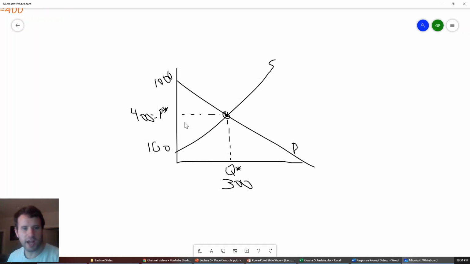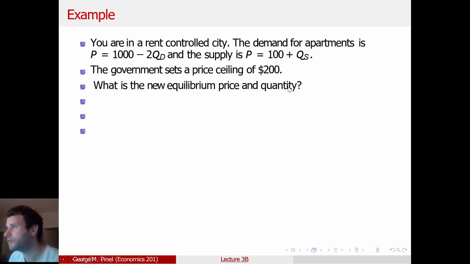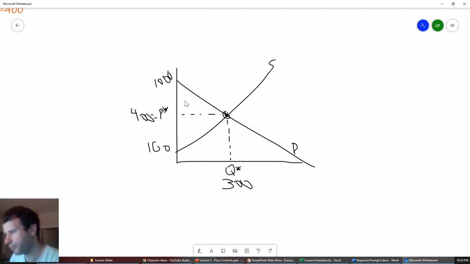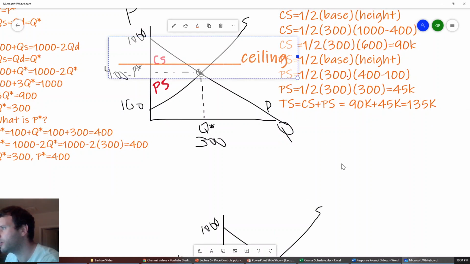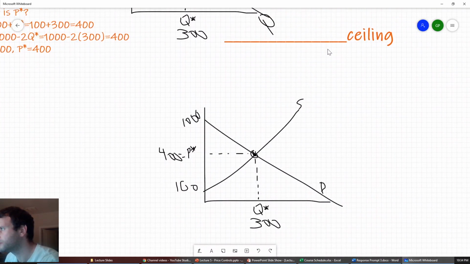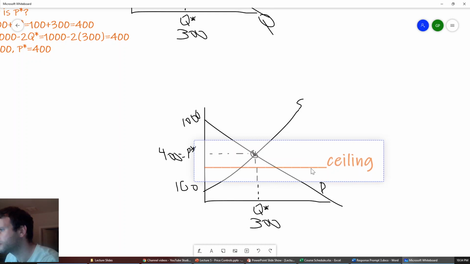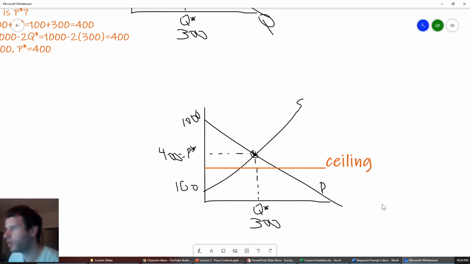All right, so we have the same supply and demand function, but now I have a binding price ceiling of 200. I guess I gave away the hand that it's binding, but I already told you that, so it's fine. So let's put the price ceiling up there. Okay, so you have a binding price ceiling of 200.